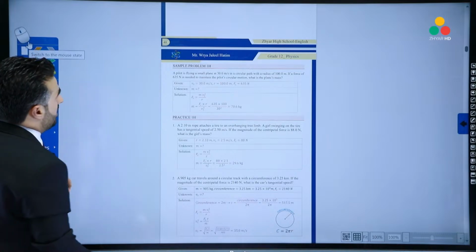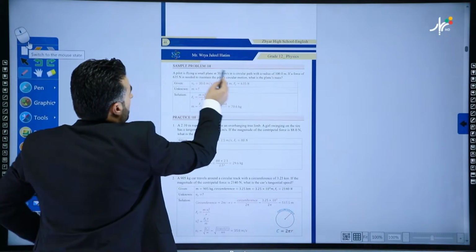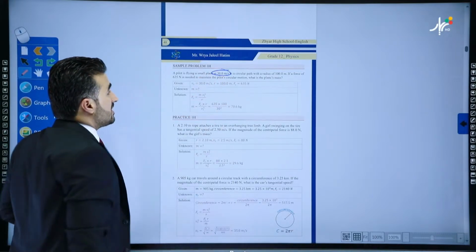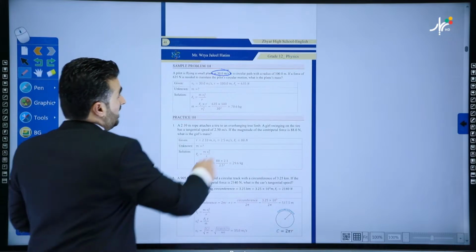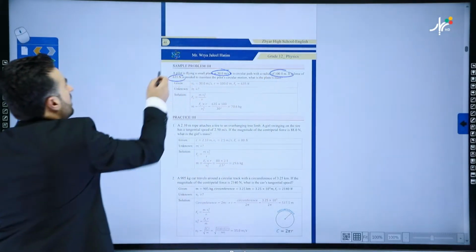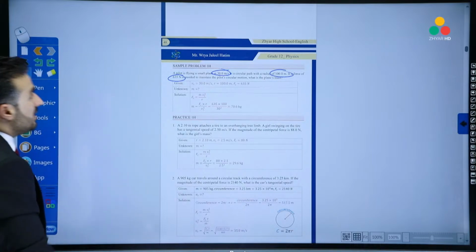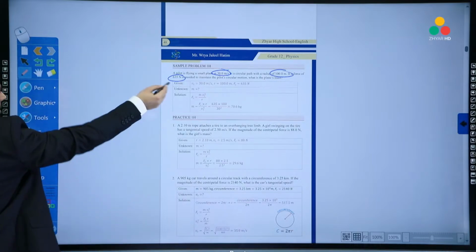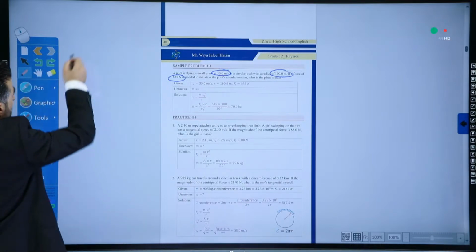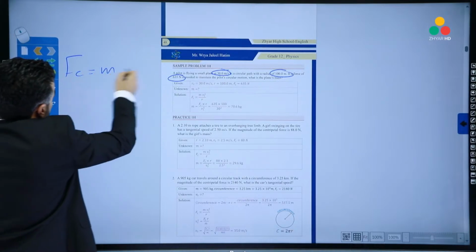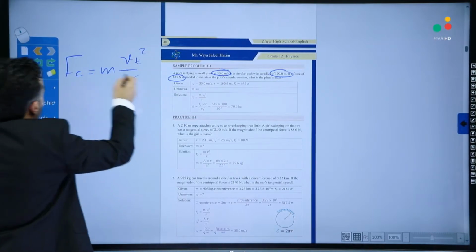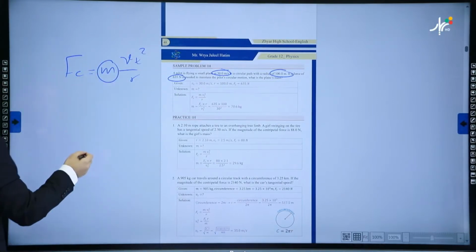Take a look at the information that is given. You're given, let's say, the speed, or tangential speed. Let's say you're given the radius. You're given the force. How can you find the mass of the plane? Because we're given tangential speed, we can use the centripetal force equal to mass times tangential speed squared over the radius. We want the mass, so make the mass the subject.